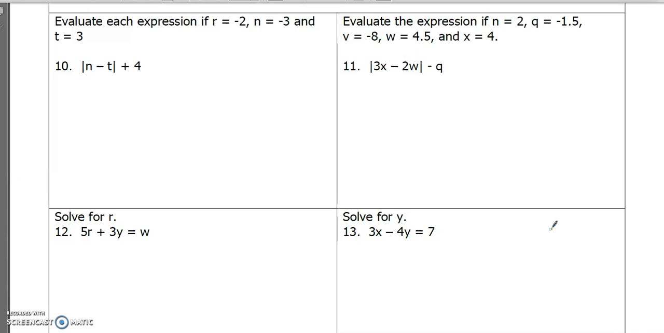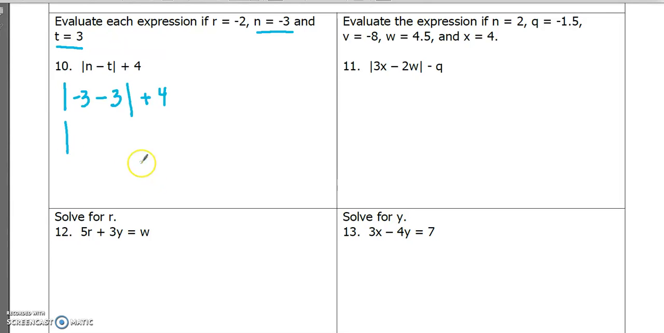Okay, number 10 says we're going to evaluate each expression if r is equal to -2, n is equal to -3, and t is equal to +3. So any variables that I have in number 10, I need to replace with the numbers they've given me up here for my variables. So I have an absolute value bar, I'm replacing n right here with -3, minus, and then I'm replacing t with a +3, absolute value bar plus 4.